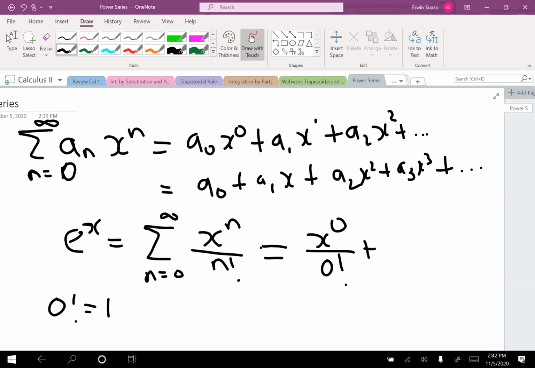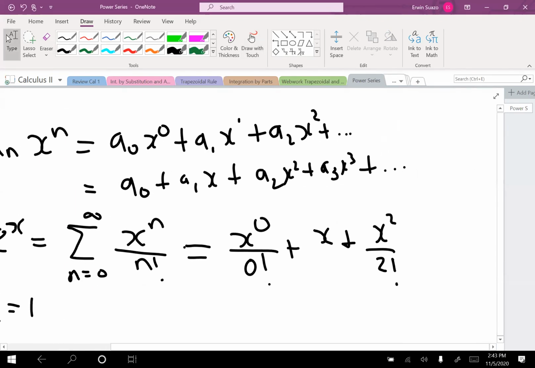And then this will be plus, you plug in 1, so you'll get x over 1, right? Then at 2, you get x squared over 2 factorial. What is 2 factorial? 2, because it's 2 times 1, right? Plus x cubed over 3 factorial. What is 3 factorial? 6.